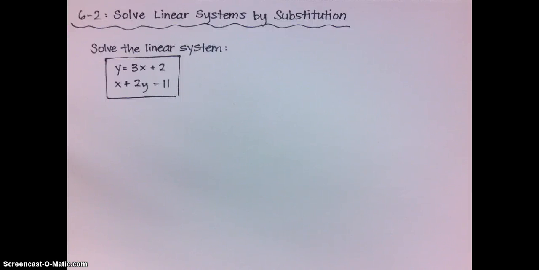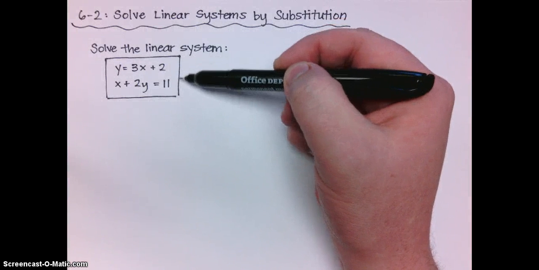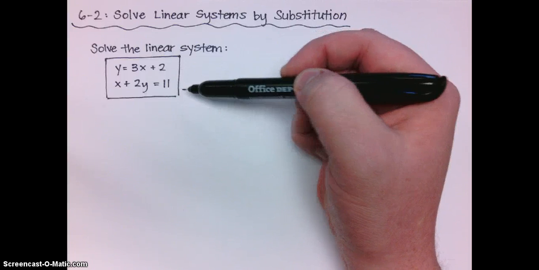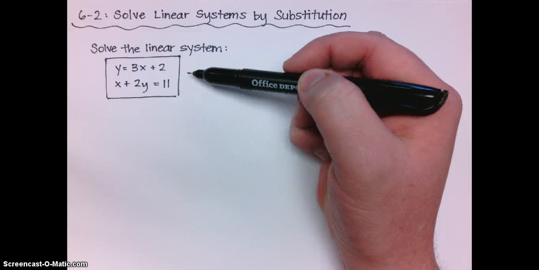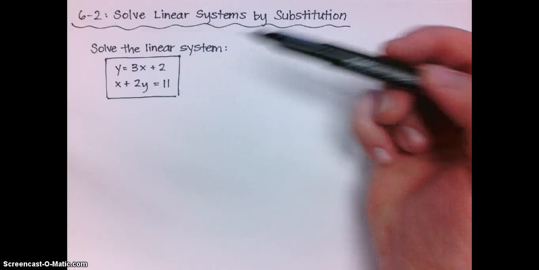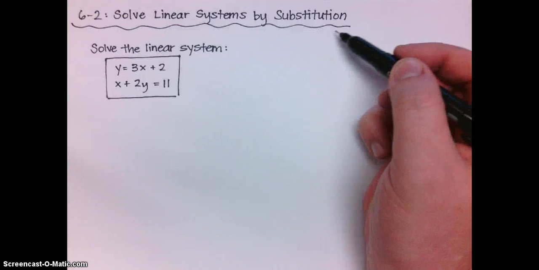Hello class, today we're going to be learning lesson 6-2, which is learning how to solve linear systems by substitution. In yesterday's lesson, we learned how to solve linear systems by graphing both of the lines in this linear system. And we found a coordinate, and we knew that that coordinate was the solution for this linear system, okay? So what we're going to do today is, instead of graphing them, we're going to do some algebra, and with the algebra we're going to be doing a lot of substitution.